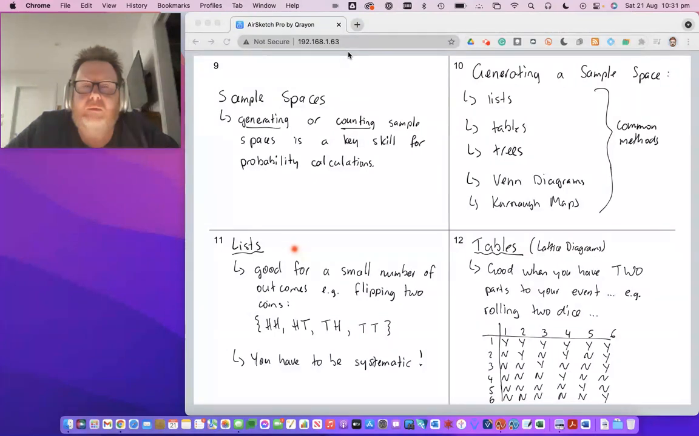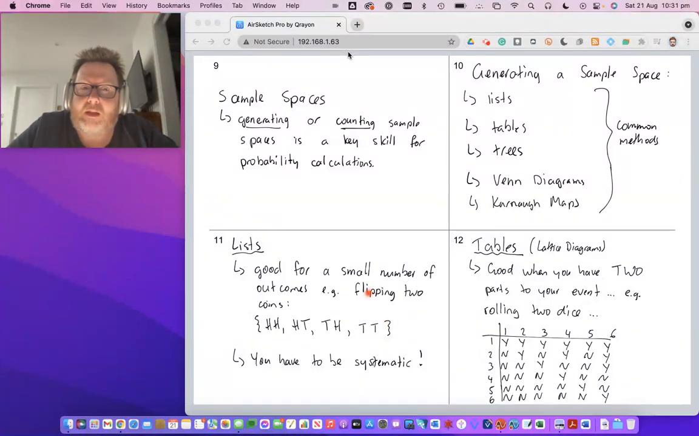So when you've got a small number of outcomes, like flipping two coins, it's probably easy just to list them. And technically, you should use braces and then put the different combinations down here. And as I said here, you have to be systematic. So for example, flipping two coins might start with two heads, and then I might say, okay, I'll make the second one a tail, and then I'll make the first one a tail, so head, tail, tail, head, and then I'll make both of them tails. And that's a systematic way of listing them all.